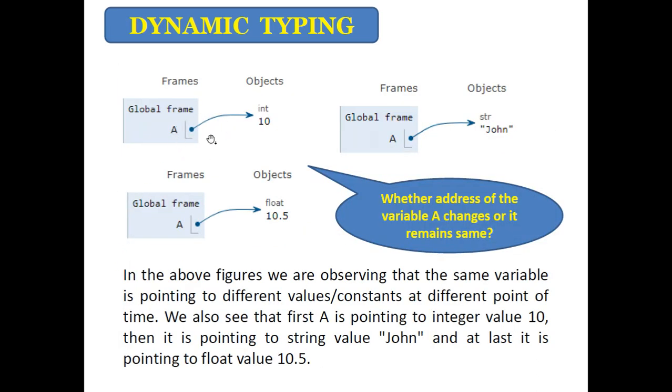Internally, the memory diagram is shown. Variable a is pointing to the integer value 10. Again, the same variable a is pointing to some other value, and then again the same variable is pointing to some floating point value. Now, it is clearly observable that variable a has different data types as per the value it holds or points to. But whether the address of the variable a changes or remains the same, this is the question. What do you think?